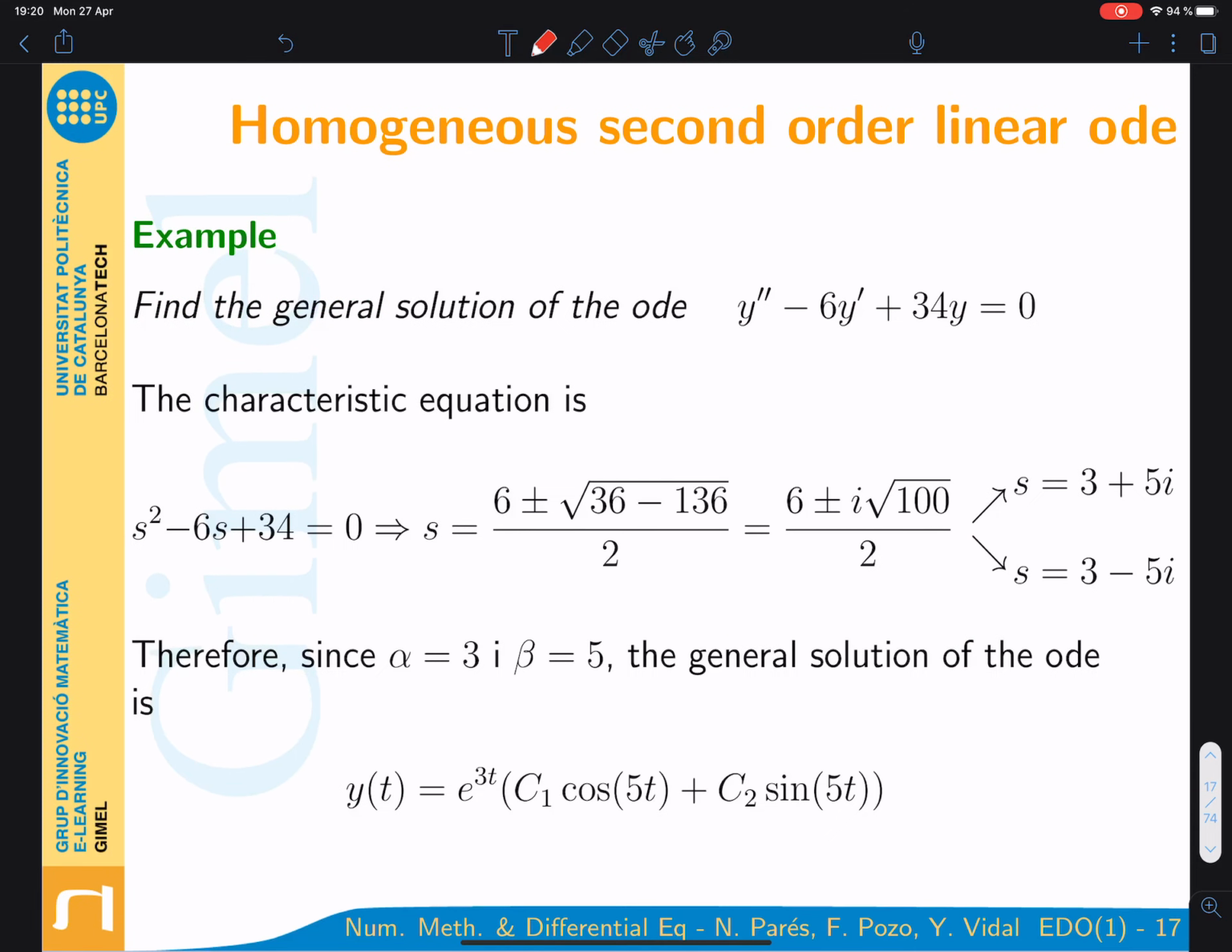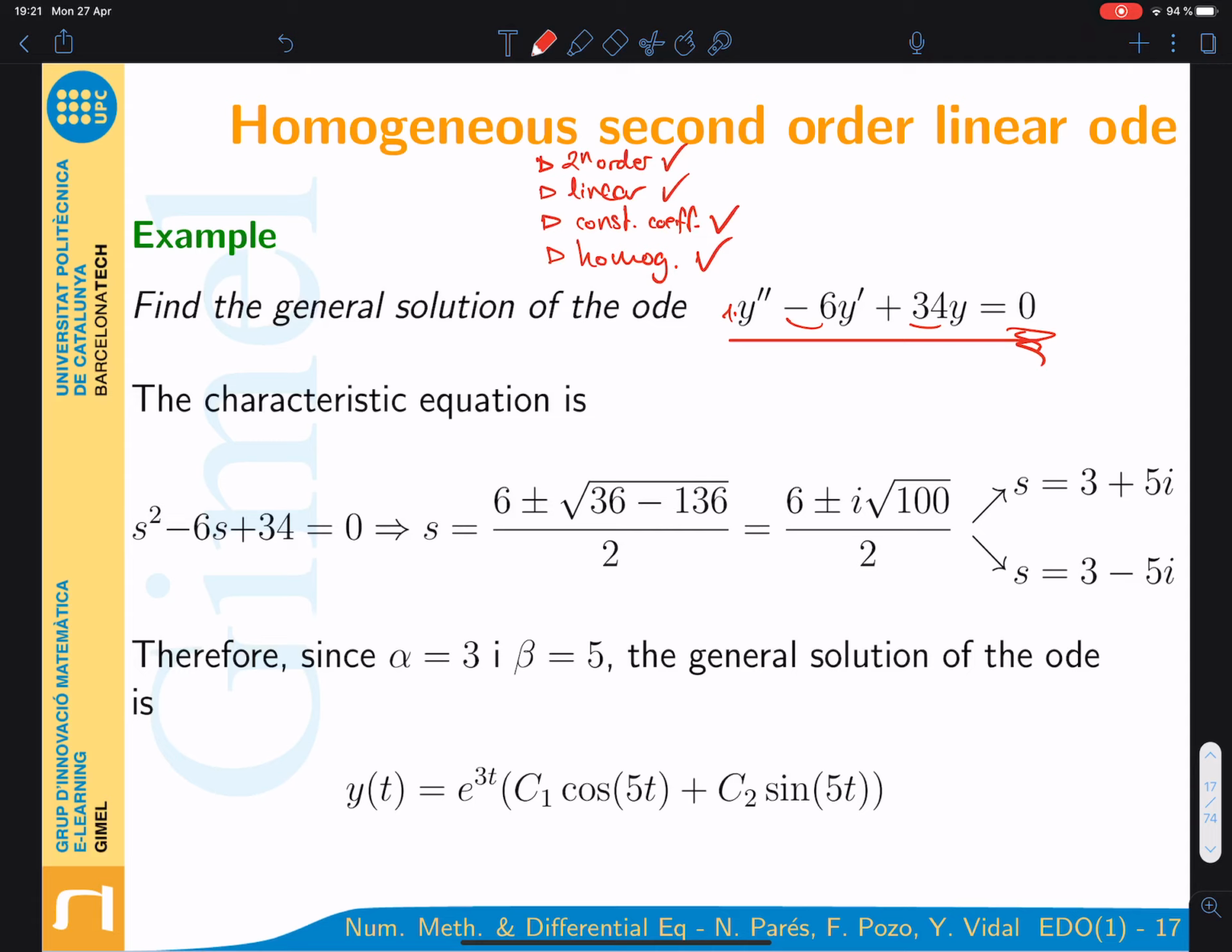And let's see a numeric example of this third case. Let's say we want to solve this ODE. Of course, we must check that it is second order. Yes, we must check it is linear. Yes, you must also check it has constant coefficients, which is true. I have 1, -6, and 34. And finally, today it is very important that it is homogeneous, which it is, because it's equal to 0.